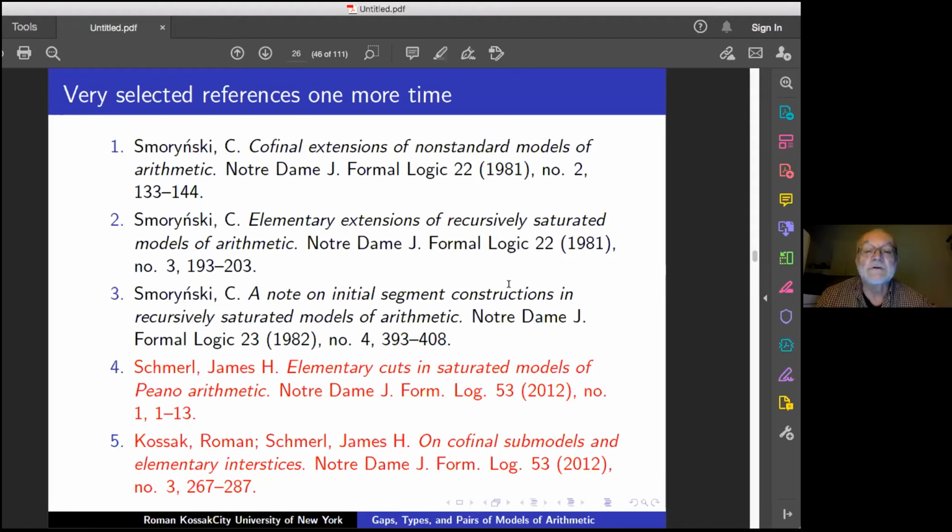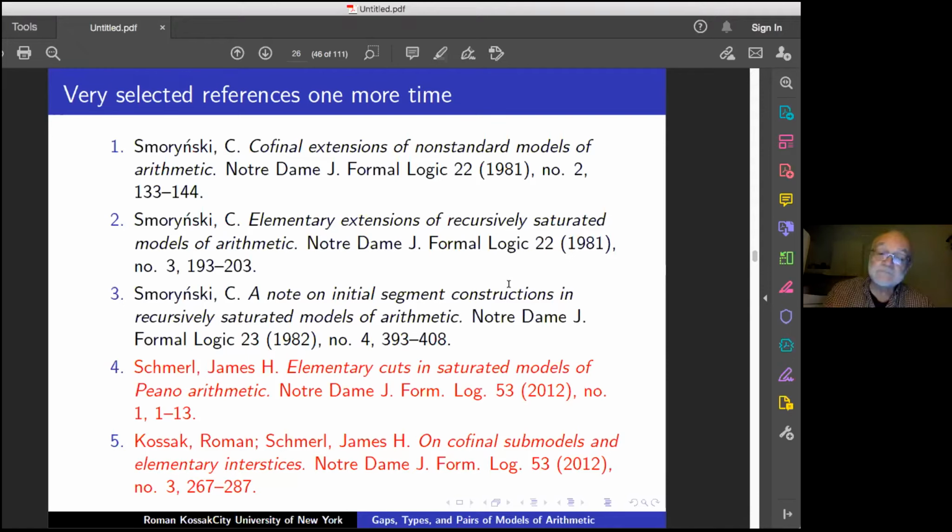But formally, two papers were already published 8 years ago. One is Jim's paper on elementary cuts in saturated models, and our joint paper on cofinal submodels, where the goal was to consider some questions that Smorinsky asked, and try to make some progress. And as you will see, we've made some progress, but still there is much that probably can be done. And that's why I decided it wouldn't be a bad idea to give this talk here at MOPA. So maybe someone will get interested, and maybe something more will be done.